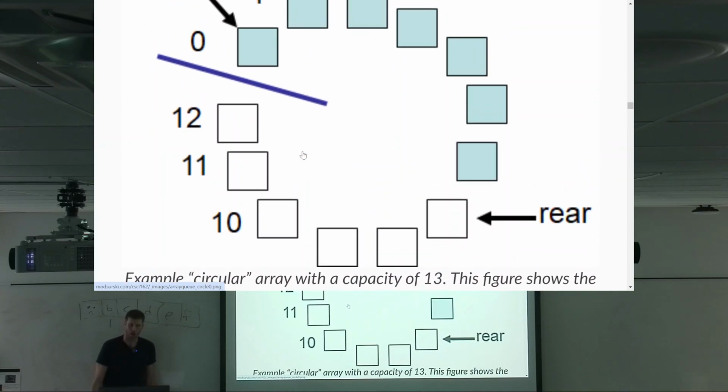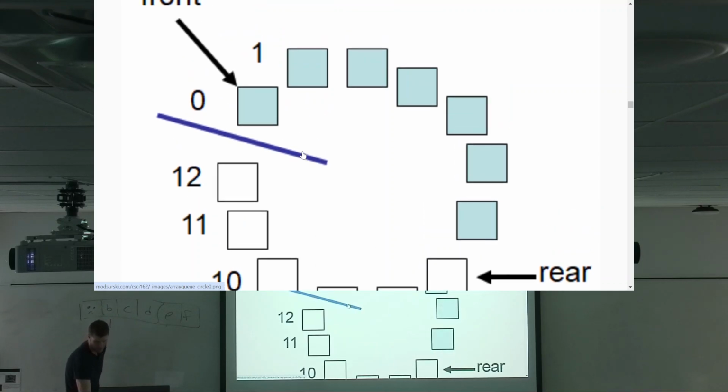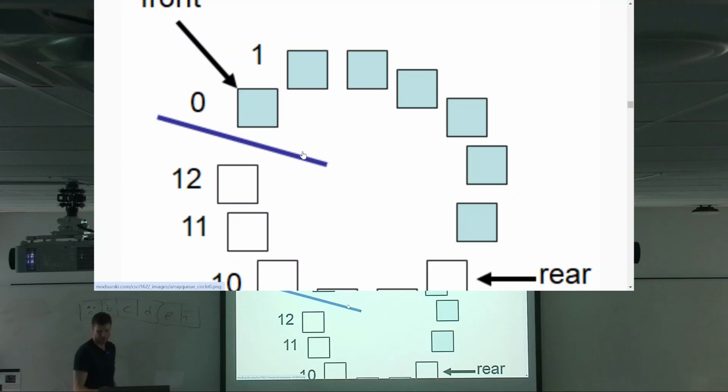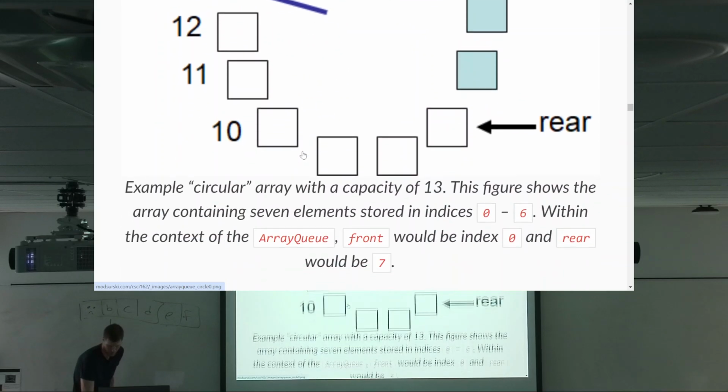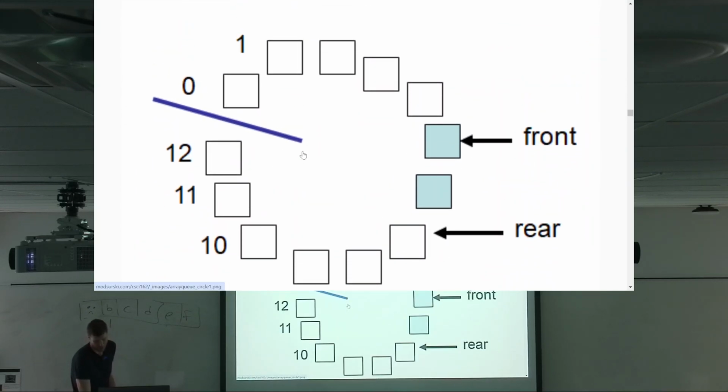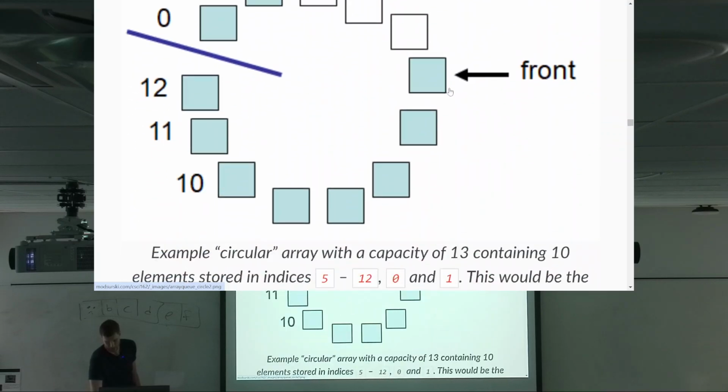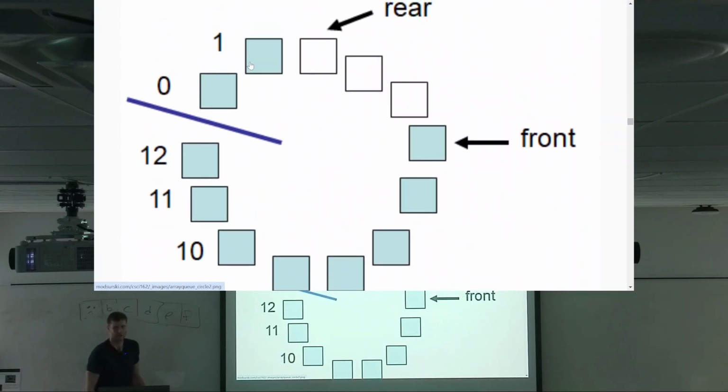If we were to start this circular array, and I were to enqueue 1, 2, 3, 4, 5, 6, 7 things, this is what it would look like, with a capacity of 13 array. Then I dequeue 5 times. This is what it would look like. And then I enqueue a couple more times. It would look like that.